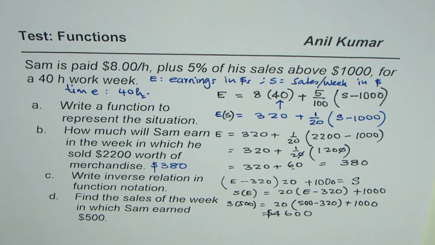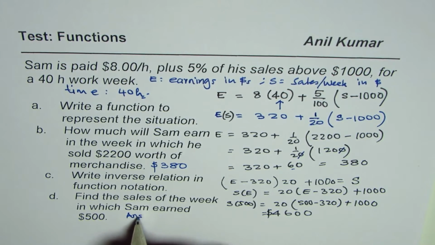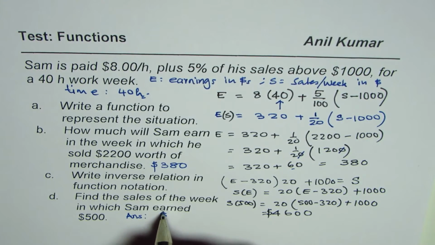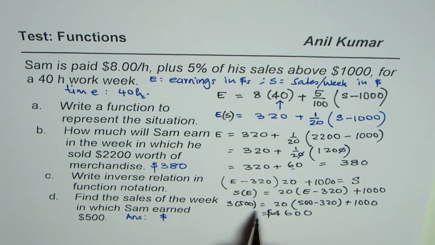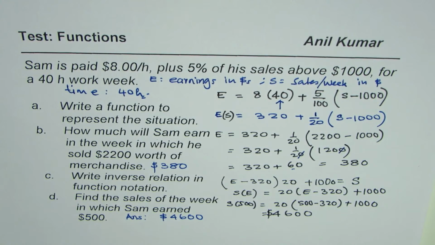That is how you could solve such a question. Here the answer is the sales. If the earnings are 500, the sales for that week of 40 hours is $4,600. That is how you would solve this question.